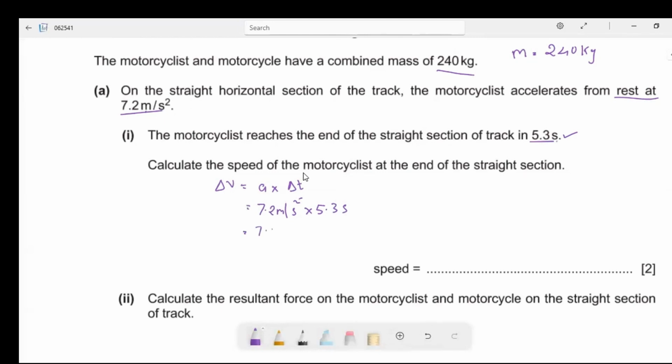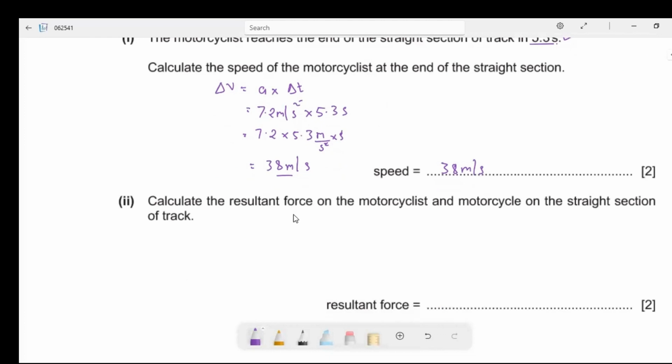That is 7.2 into 5.3, meter per second square into second. So the speed, after multiplying, you'll be getting 38 meter per second. The speed can be written as 38 meter per second.